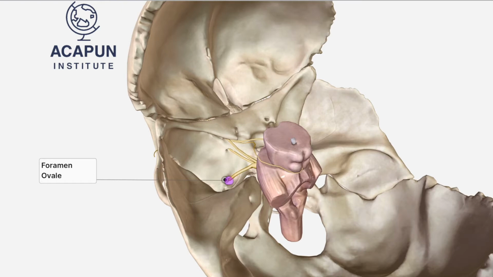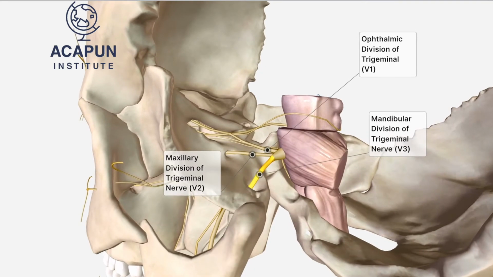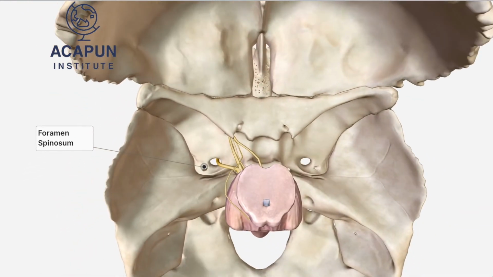This foramen opens inferiorly into the infratemporal fossa and transmits the mandibular nerve and the accessory meningeal branch of the maxillary artery. The key structure to remember is the mandibular nerve, which is the third branch of the trigeminal, cranial nerve number 5. Just posterolateral to the Foramen Ovale is the Foramen Spinosum.